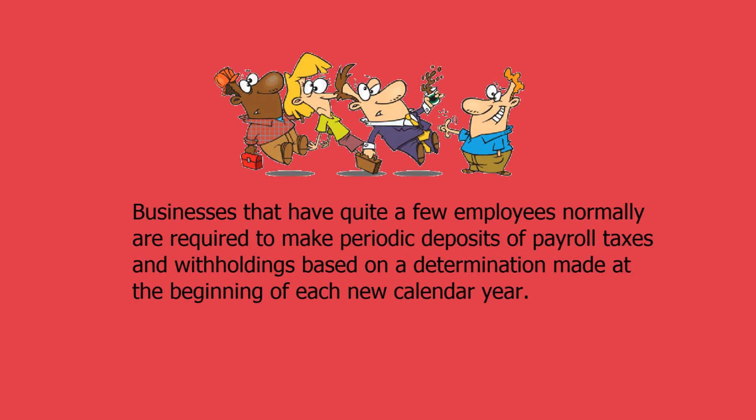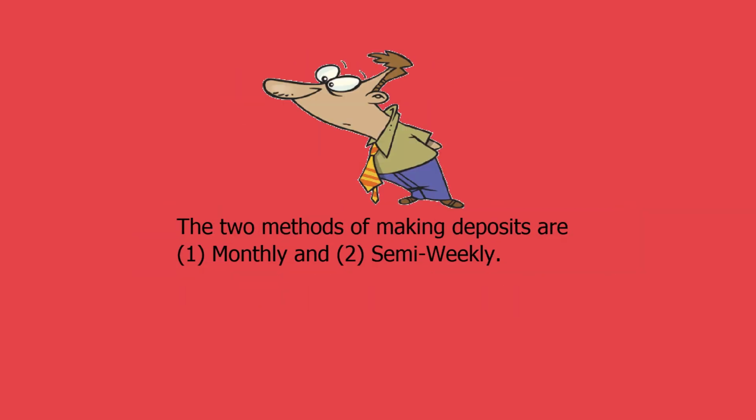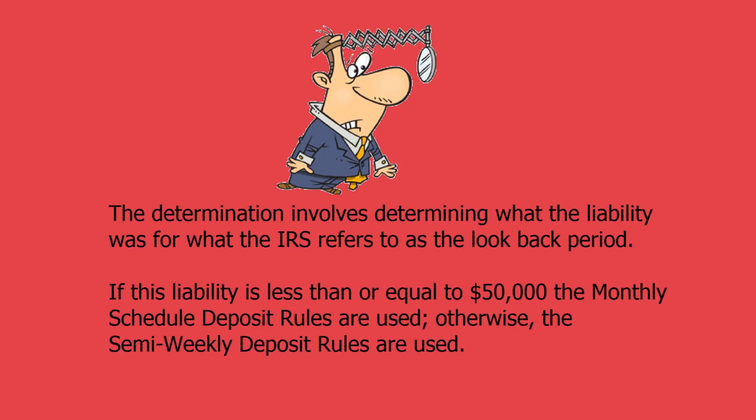Businesses that have quite a few employees normally are required to make periodic deposits of payroll taxes and withholdings based on a determination made at the beginning of each new calendar year. The two methods of making deposits are: 1. Monthly and 2. Semi-weekly. The determination involves determining what the liability was for what the IRS refers to as the look-back period. If this liability is less than or equal to $50,000, the monthly scheduled deposit rules are used. Otherwise, the semi-weekly deposit rules are used.